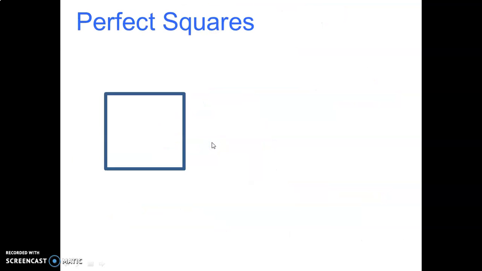Okay, let's begin our discussion with perfect squares. A perfect square is a square. It is a rectangular shape or quadrilateral, which has sides that are equal in length. So here we have 5 by 5, so it is a perfect square, and we know the area would be 5 times 5 or 5 squared.